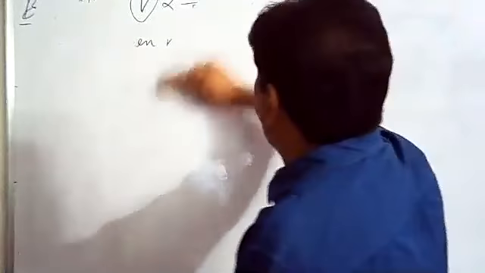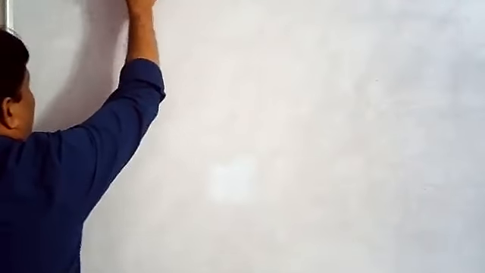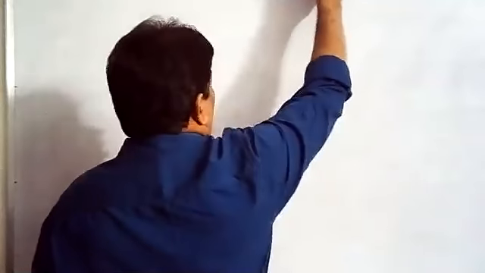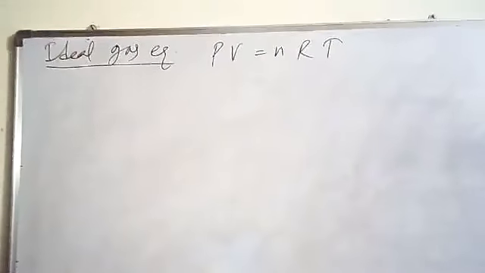Ideal gases obey gas laws, but real gases do not obey gas laws. The ideal gas is also called a perfect gas, and a real gas is a non-perfect or non-ideal gas. So the ideal gas equation is given by PV is equal to nRT, the formula for an ideal gas.